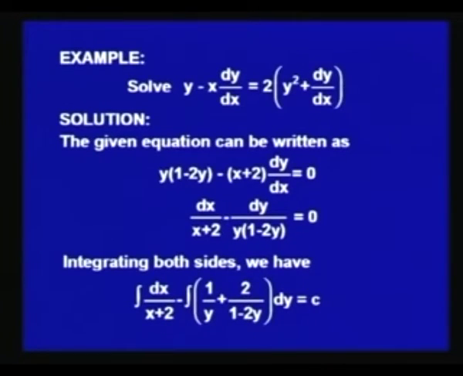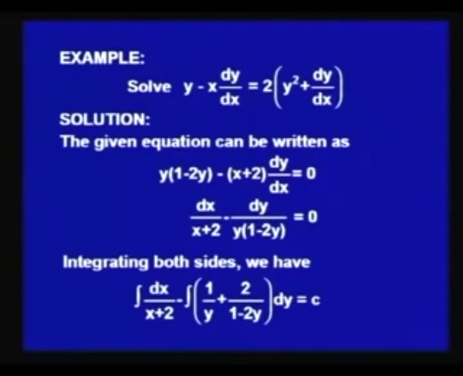Now, you can see that the variables x and y have again been separated. First term is a function of x only, while the second term is a function of y only, and so this equation again belongs to the case of differential equations where the variables are separable. We integrate both sides and get integral dx over (x plus 2) minus integral of (1 over y plus 2 over (1 minus 2y)) dy equal to c.